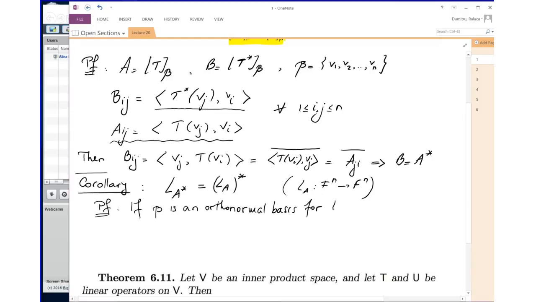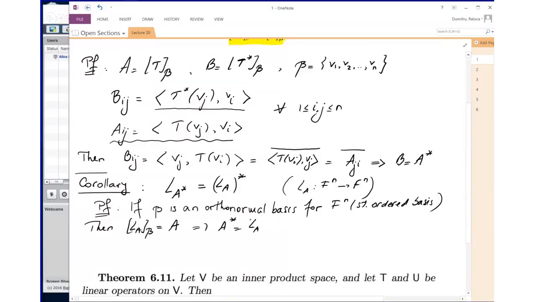So if beta is an orthonormal basis for Fn, I don't even need to look too much for that, because in Fn we know that the standard basis, the E1, E2, En, is orthonormal. We checked that before, so it's just the standard ordered basis. We checked before that in the standard ordered basis, the matrix of left multiplication by A is just the matrix A.